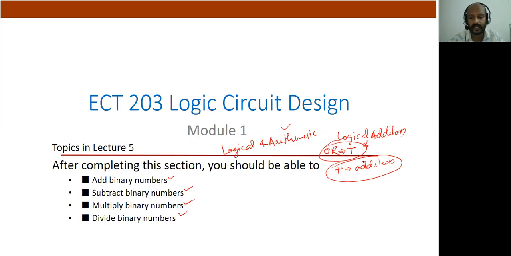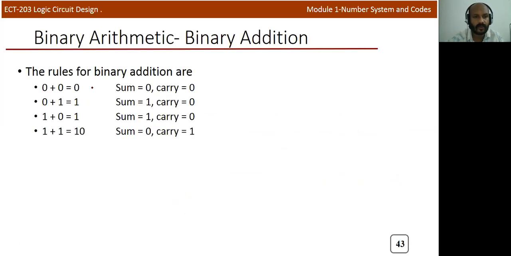It's something like your decimal addition. Now we will discuss the basic rules used in binary addition. Make sure that you are not confused with logical addition. Logical addition is an entirely different thing from this binary addition. This plus sign indicates the normal arithmetic addition, so this is an arithmetic operation.